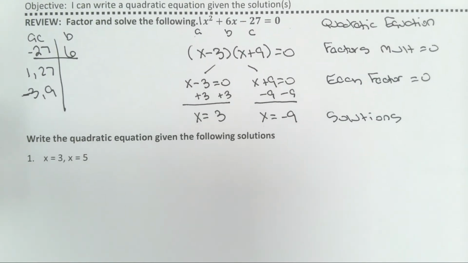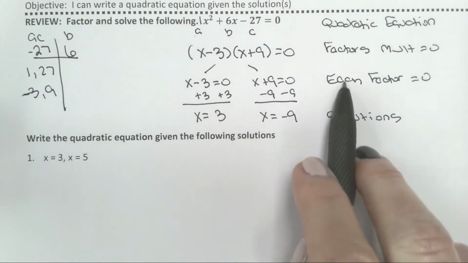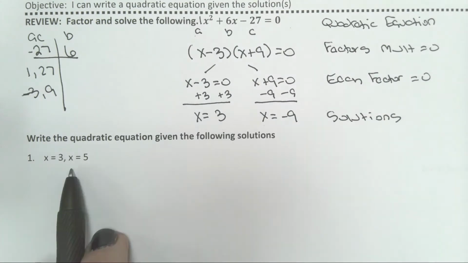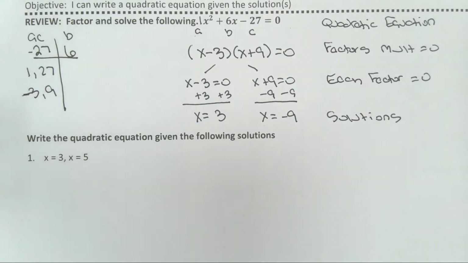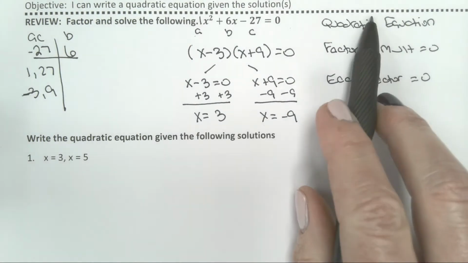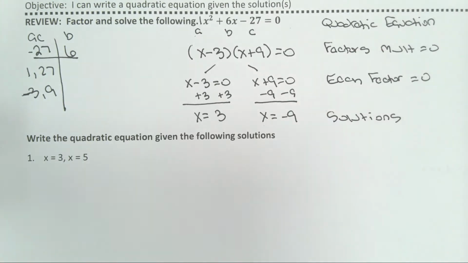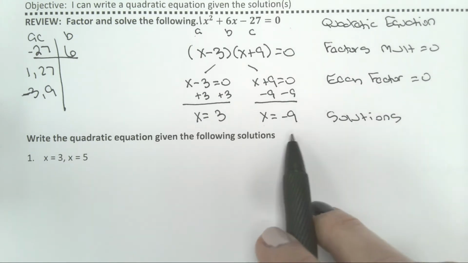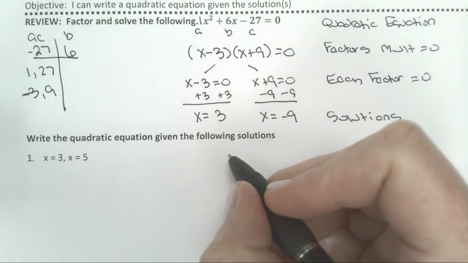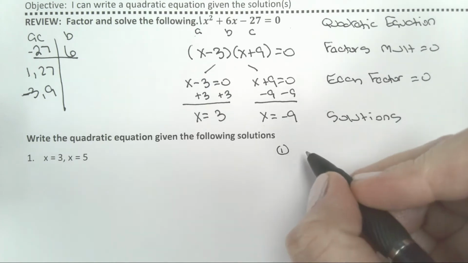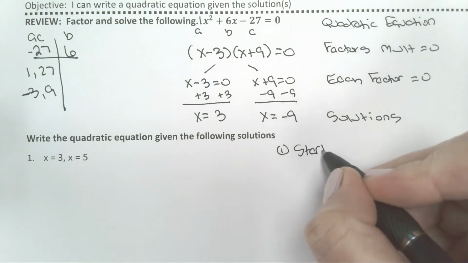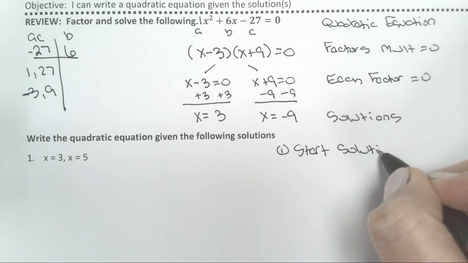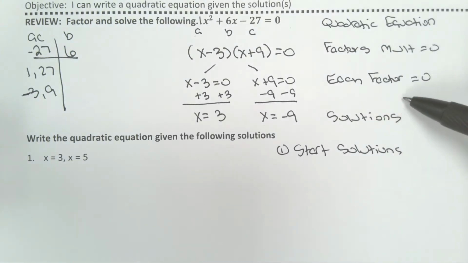Today what we are doing is we are taking it and we are working our way backwards, because we are given the solutions and we have to end up at this first step and write the equation. So we have to go in reverse. So this is reverse of factoring. So here we start with the solutions. All right, so the prior step is set each factor equal to 0.